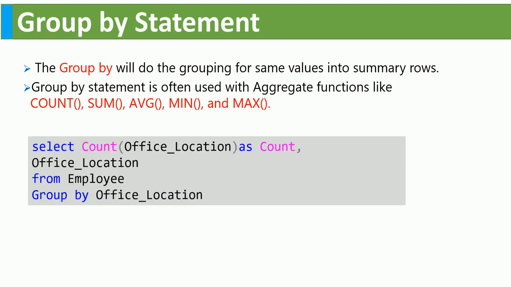And here is the syntax for how you can use the GROUP BY command. So that is like a SELECT office location, this is a table name. You are counting the office location, how many employees are inside each office location, and then you can do the GROUP BY. And here is the command for the HAVING clause.